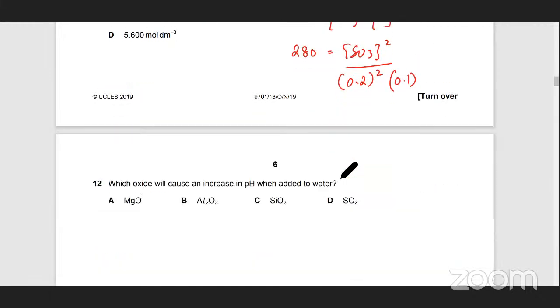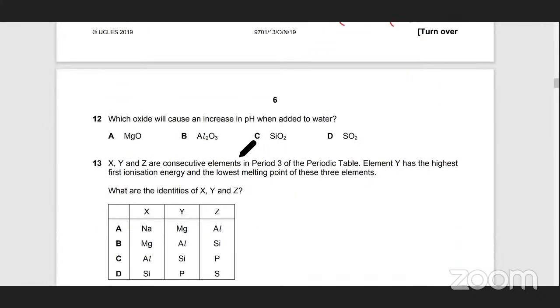So it's A. Now this is inorganic: which oxide will cause an increase in pH when added to water? Increase in pH means basic. Which one is basic? MgO. MgO is the one that's basic, although it's very, very weakly basic. MgO is not very soluble. If you dissolve MgO, very slightly it's going to dissolve, and the pH would be around 8. But at least it's going to increase.